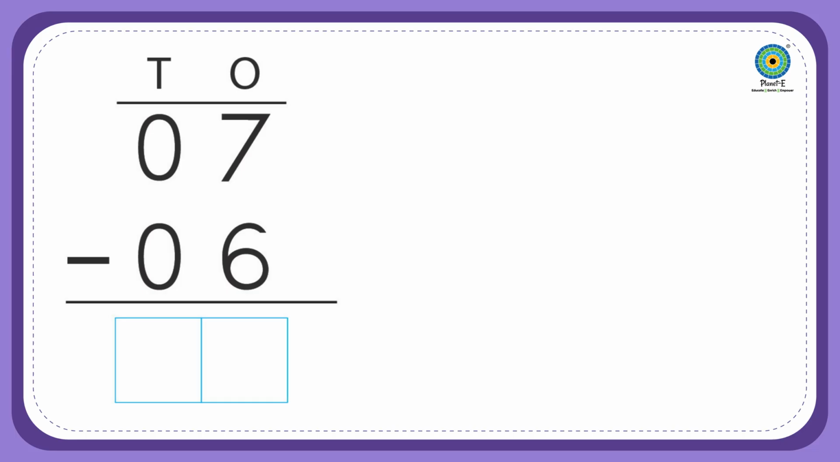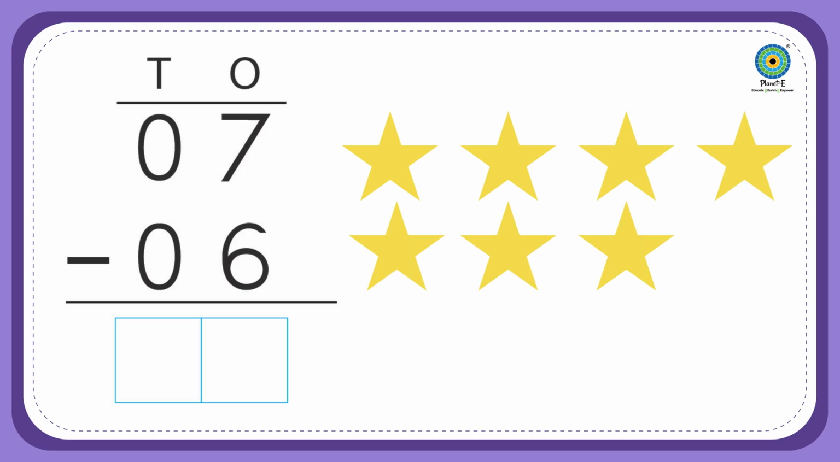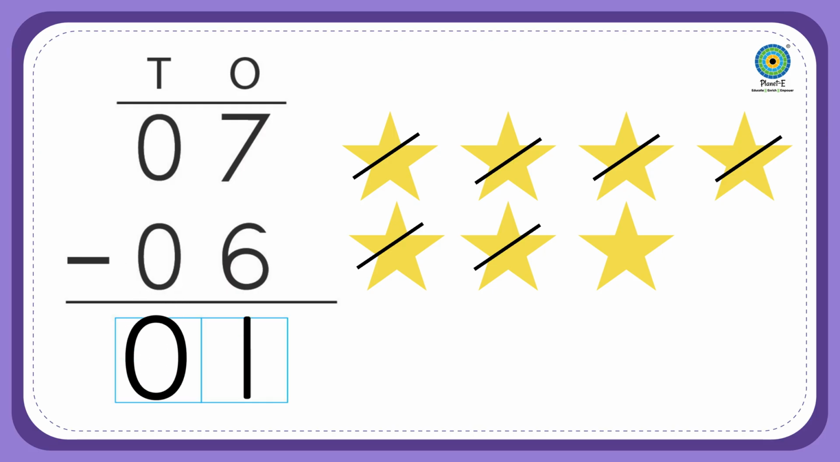The number in first line is 07, so we will draw 7 objects. 1, 2, 3, 4, 5, 6, 7. The number in second line is 06, so we will subtract 6 objects. 1, 2, 3, 4, 5, 6. 7 minus 6 is equal to 1, so total 1 object left.